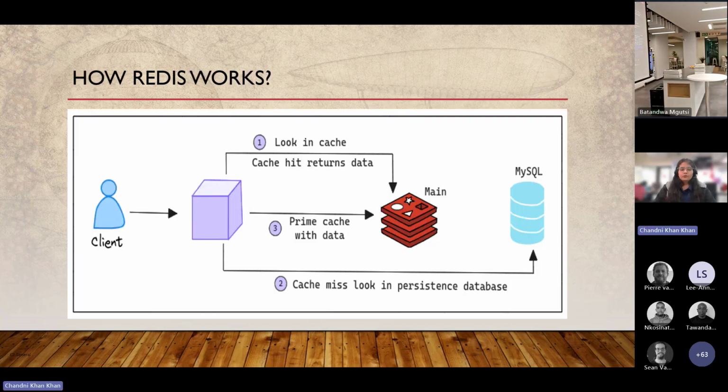Now, how does Redis work? Whenever we query frequently searched data, we store it in Redis. Whenever we search for that data again, it will go to the cache and fetch that data rather than going to the database. In case there is no data in the cache, it will go to the database, and after that it will store that data in our cache.